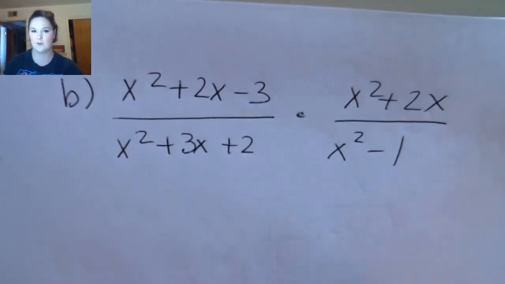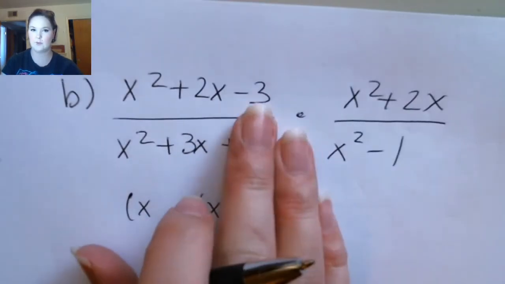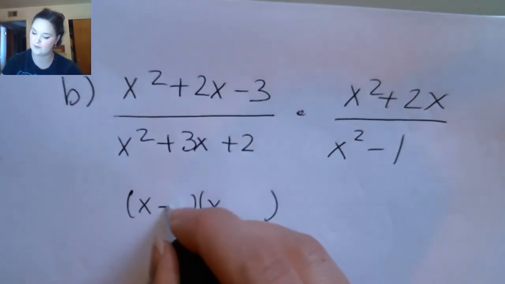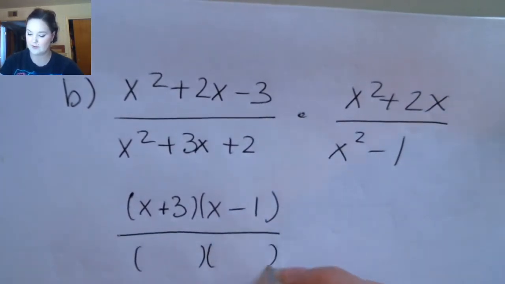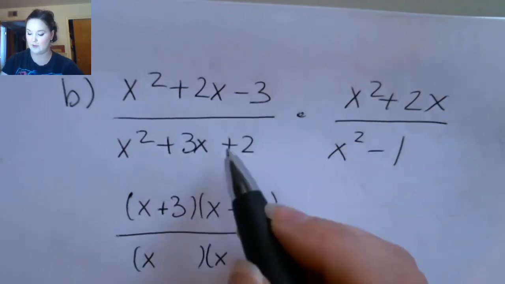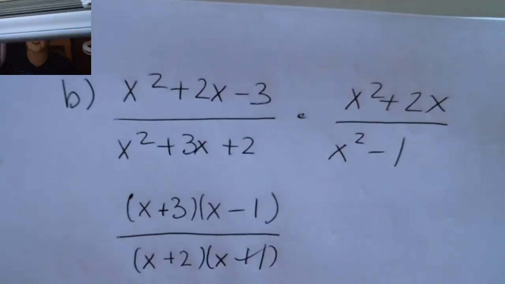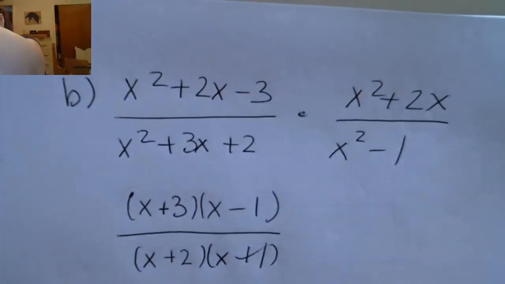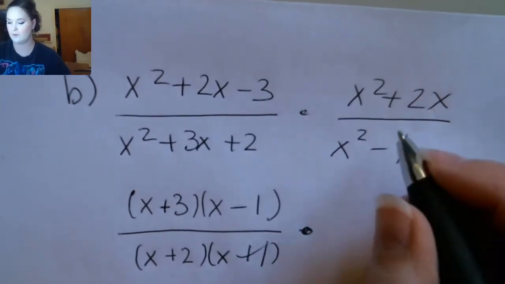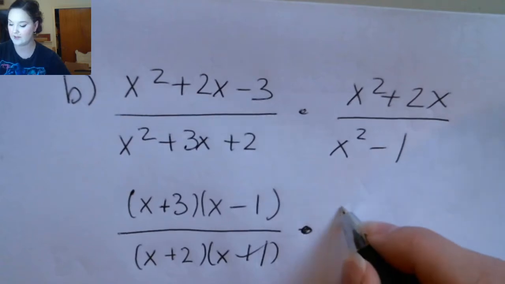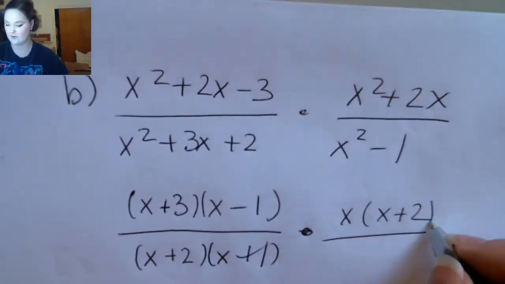Okay, so the first thing I'm going to do is factor everything. Okay, so I'm looking for things that multiply to -3 and add to +2, so that's going to be +3 and -1. Okay, and then I'm going to do the same thing down here. I'm looking for things that multiply to 2 and add to 3, so that will be 2 and 1. Sorry, that scared me. Okay, and then we're going to factor this. They have a common factor of x. And down here we know that this is the difference of squares.